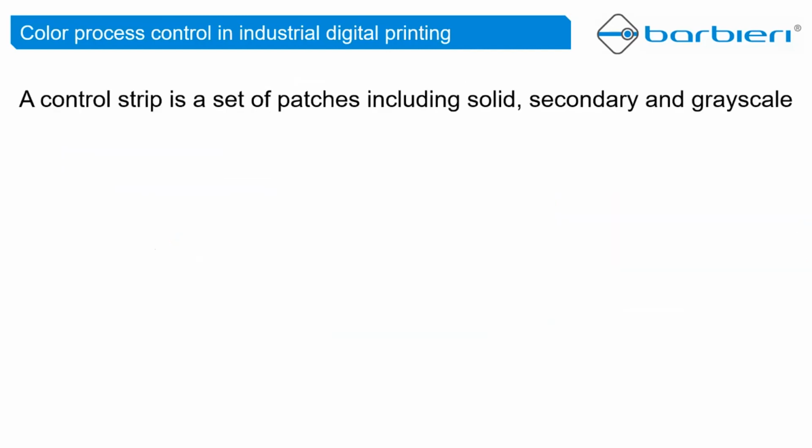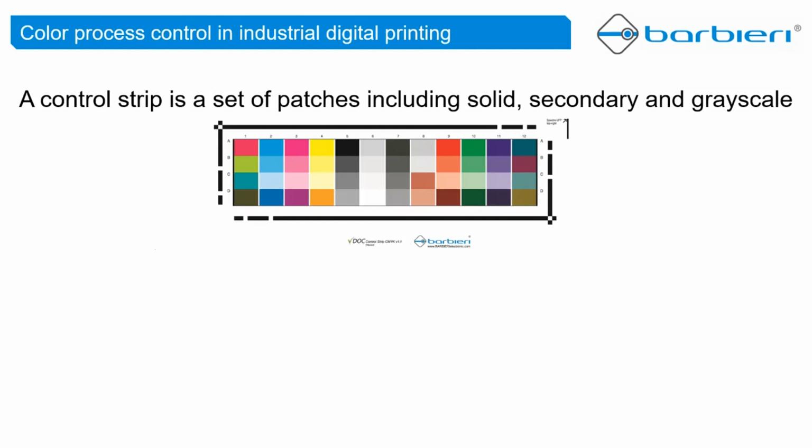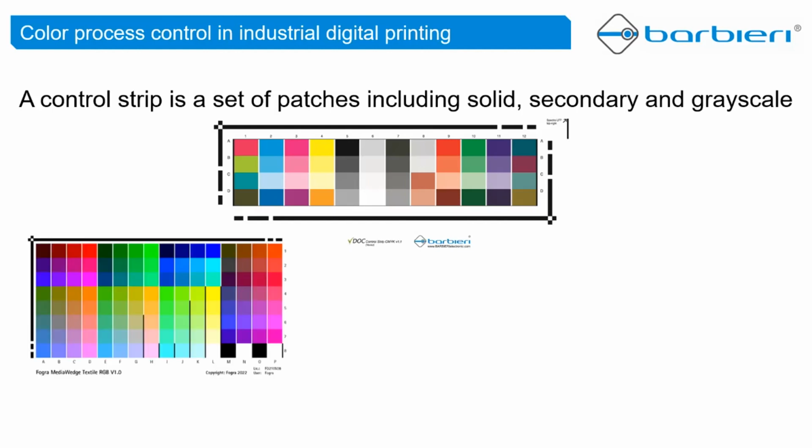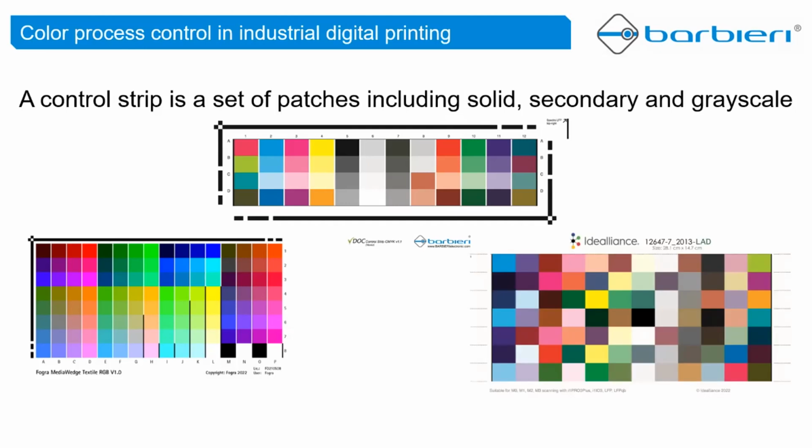So, what is a control strip? A control strip is a set of patches including solid, secondary, and grayscale colors. You see here a few examples. Let's start with the Barbieri DOC control strip CMYK. There are other control strips out there in the industry. There's, for example, from Foga, a textile RGB media wedge, and there's from Idealliance, a large aperture device control strip.